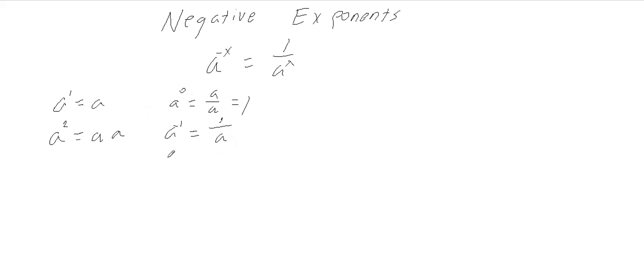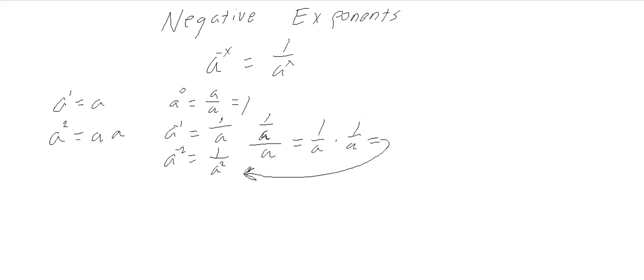So you could keep going here, where a to the negative 2 is 1 over a squared. Or, I guess, to go along with this, that's 1 over a divided by a. So hopefully you know your fraction divisions. In this case, it becomes 1 over a times 1 over a. And of course, that is 1 over a squared.